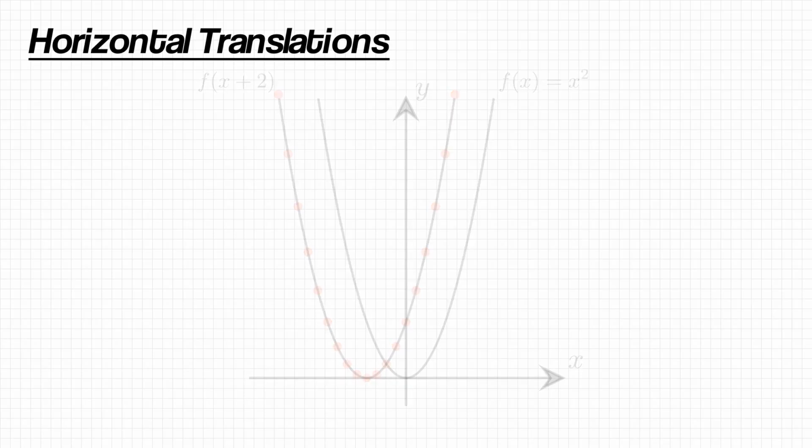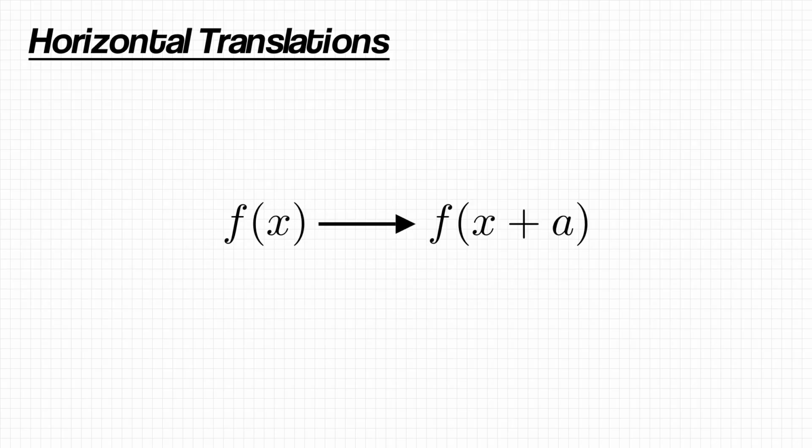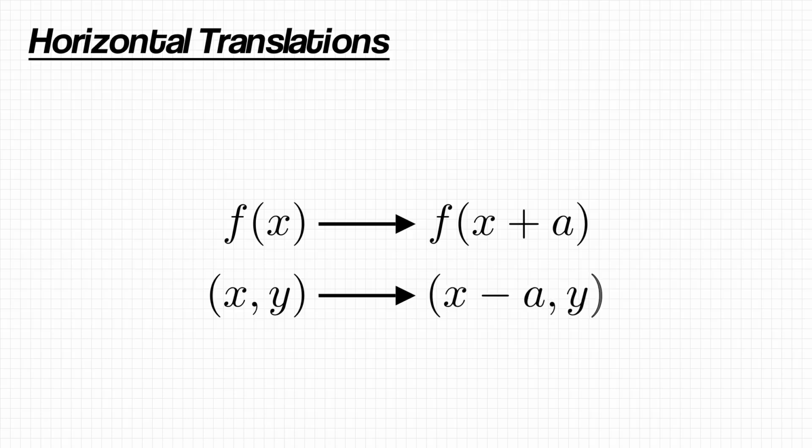So to summarize, if we want to horizontally translate a graph, that corresponds to transforming the graph of f of x into the graph of f of x plus a. To perform the transformation, we simply take any xy point on the original function and subtract a from the x-coordinate. Note that if a is a positive number, the graph would be translated to the left, and if a is a negative number, the graph is translated to the right.